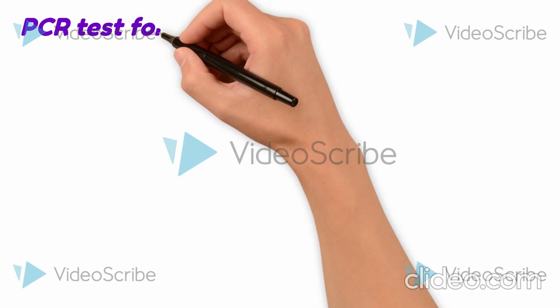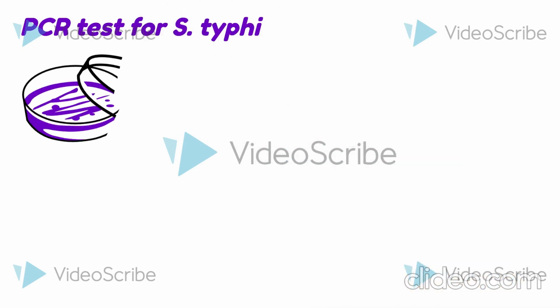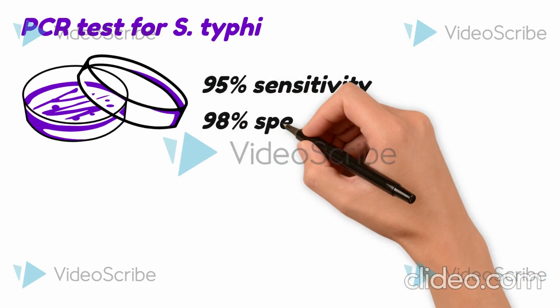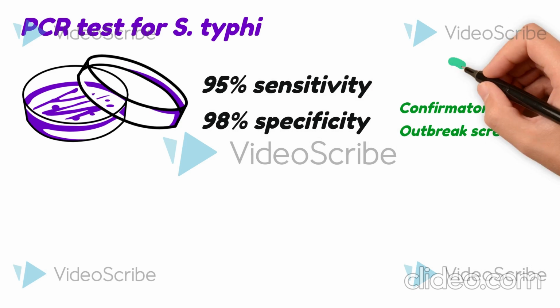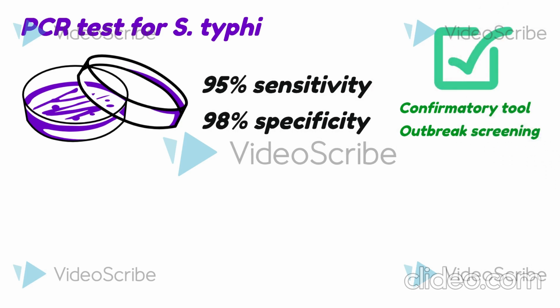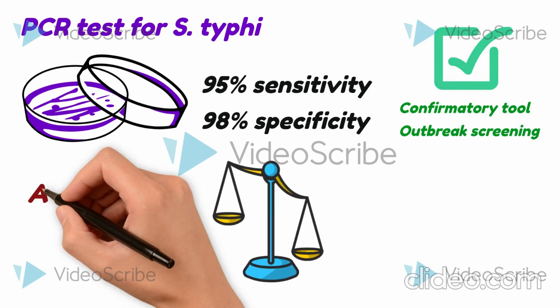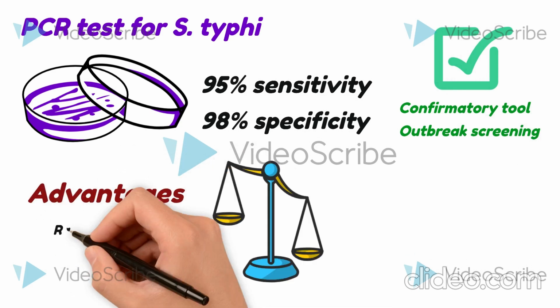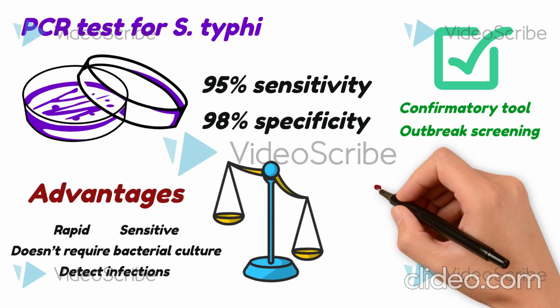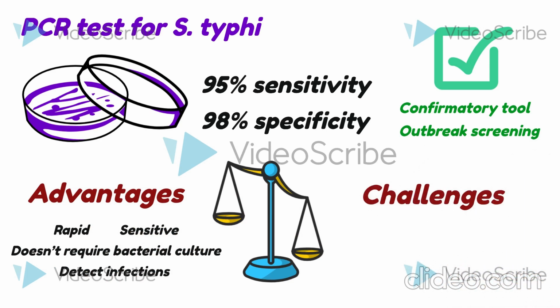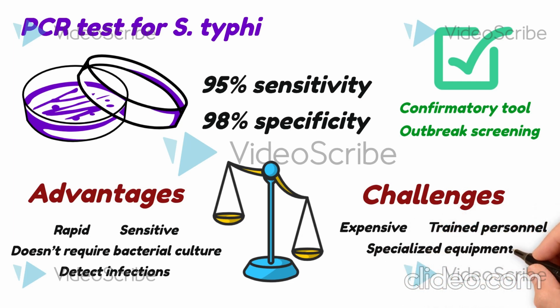The real-time PCR test for Salmonella typhi boasts over 95% sensitivity and over 98% specificity, making it primarily a confirmatory tool, though it's also helpful for outbreak screening. Advantages: it's rapid, sensitive, doesn't require bacterial culture, and can detect infections even at early stages. However, there are challenges. It's expensive, requires specialized equipment and trained personnel, and can sometimes detect DNA from dead bacteria, which may complicate interpretation.